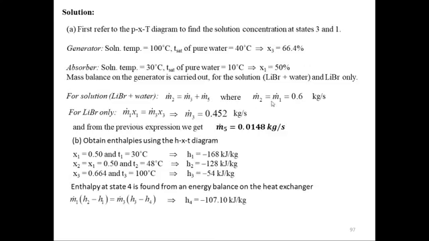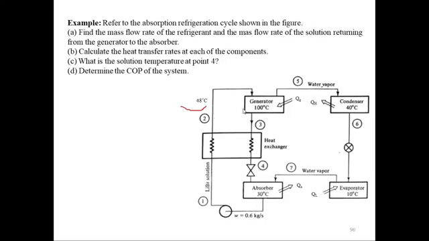So m dot 2 and m dot 1 are the same, 0.6 kilogram per second. It was given. It is not mentioned here, but it is mentioned on the diagram right here that the mass flow rate of solution from the absorber is 0.6 kilogram per second. So this is m dot 1, and similarly it should be m dot 2 because this is the same pipeline.